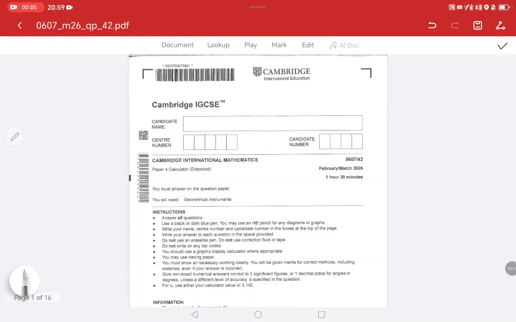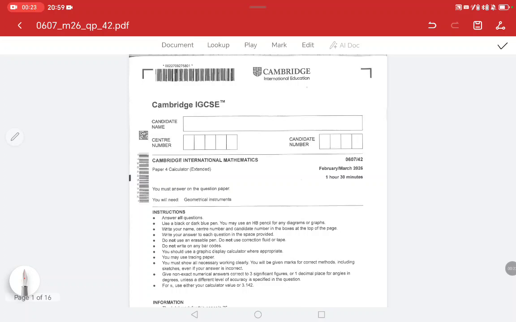Today we are going to solve March 2026 paper 42. This is the most available updated exam. Hopefully it will be useful for you and a good revision before tomorrow's exam.